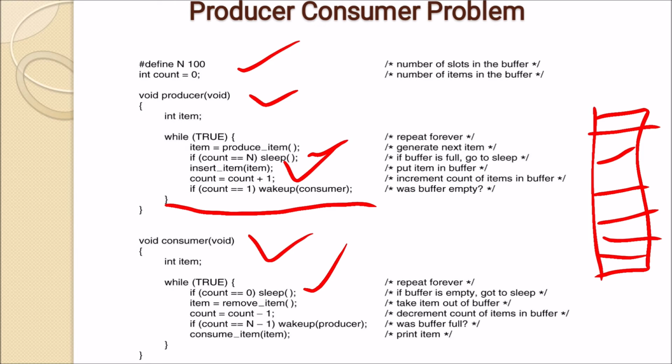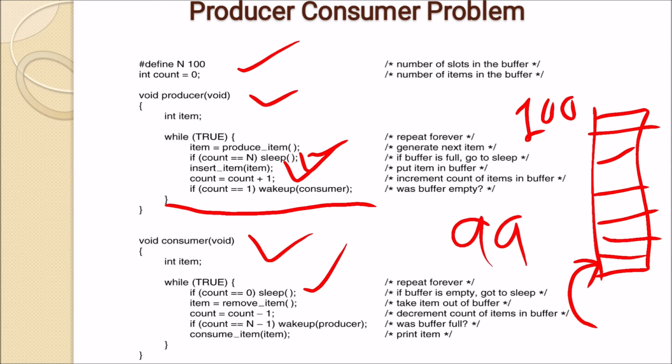Now for example, here the number of slots in the buffer is 100, and right now all 100 slots are full. That's why the producer cannot put a new item into the buffer and it goes into sleep. But whenever the consumer consumes some item, now there are a total of 99 full slots, which means one slot is empty. So if one slot is empty, the producer can produce an item and put it into this buffer.